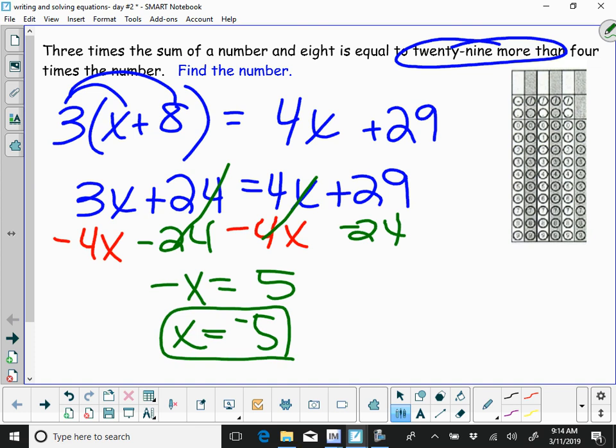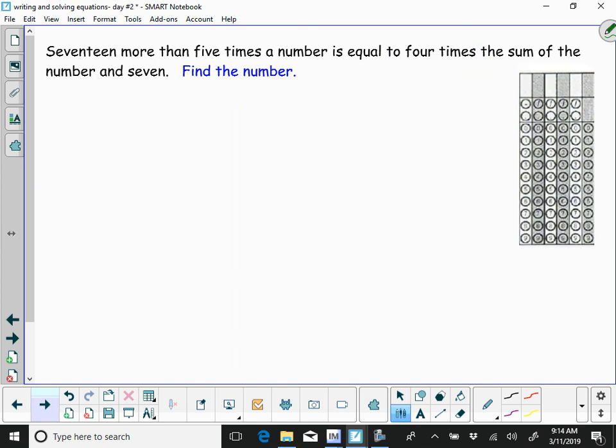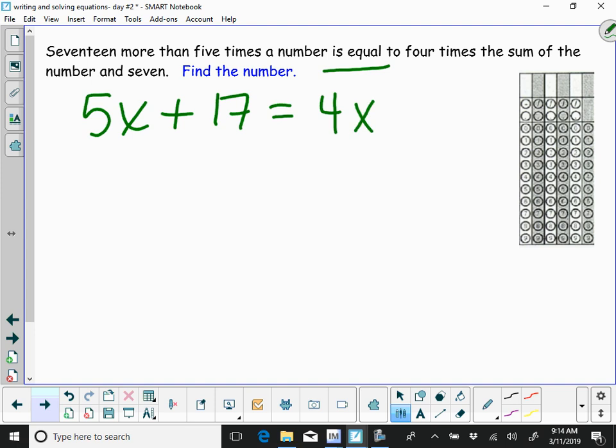Yes, this is all review today. All right. 17 more than 5 times a number. How do we write that? 5x plus 17, all right, is equal to 4 times the sum of a number and 7. Is that right? How do I know that it's the sum of the number and 7 first? You got to put parentheses around the x plus 7. All right, go from there and see if you can work it out.